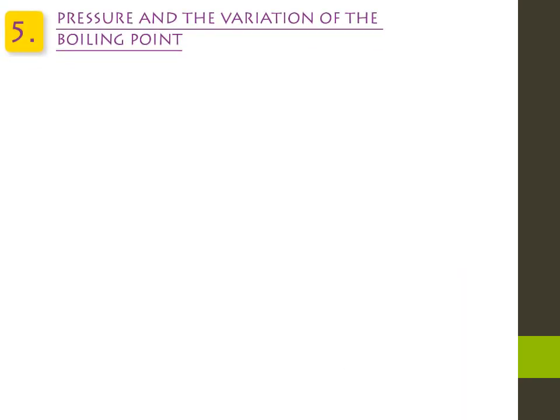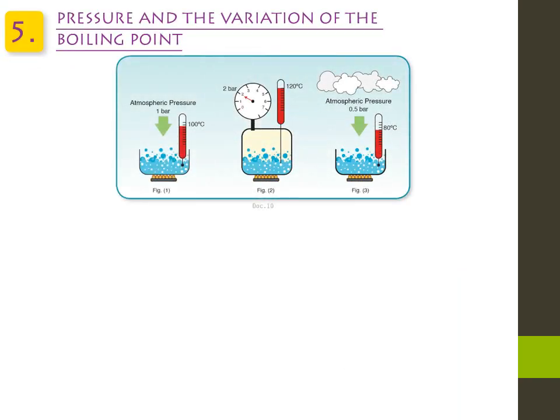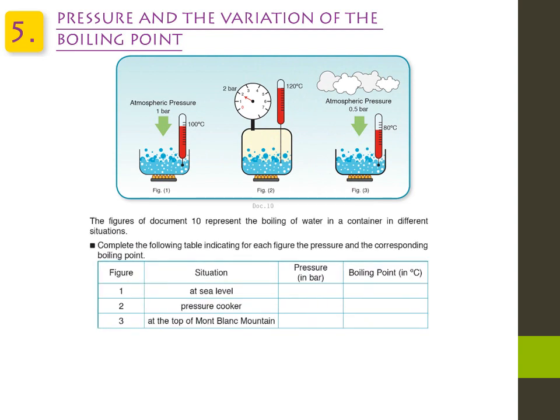Pressure and the variation of the boiling point. The figures of document 10 represent the boiling of water in a container in different situations. Complete the following table indicating for each figure the pressure and the corresponding boiling point. At sea level, the pressure is 1 bar, the boiling point is 100 degrees Celsius.